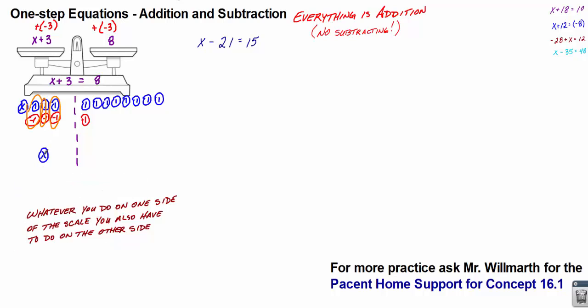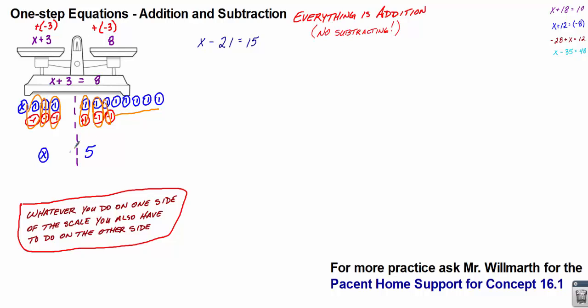So that was one of our rules. Whatever we do to one side on the scale, we have to do to the other. So since we added 3 negatives on the left, we have to add 3 negatives on the right. So we add negative 3 on this side of the scale. Same 3 zero pairs. Zero pairs are going to be the same on each side. And what's left right there? What's left are 5 ones. And we get x is equal to 5.